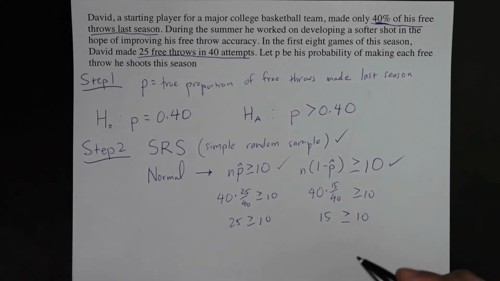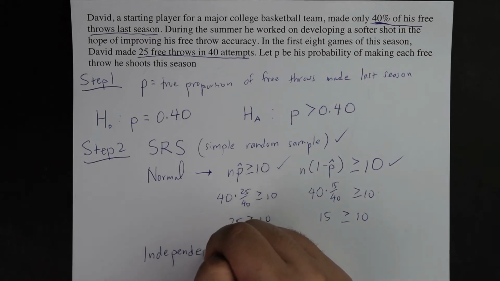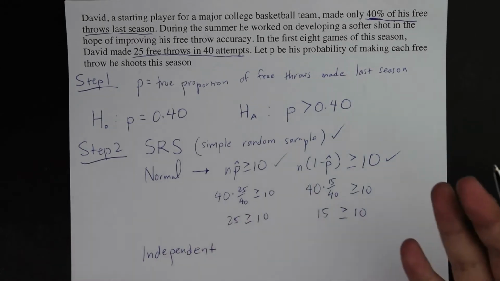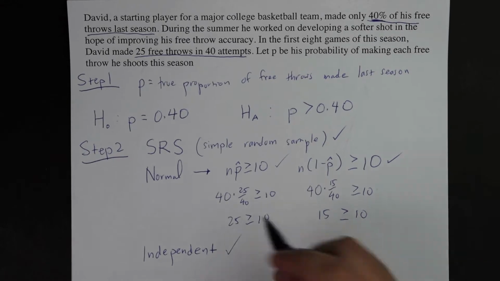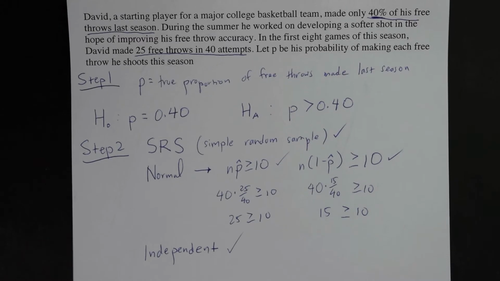Aside from these, the last condition you do want to mention is not always necessary, but always just write it down. SRS usually entails some independence behind it, but you do want to mention independent. And since it's SRS, we could assume that one variable does not affect the other variable, or aka one of his free throws will not affect the next performance of his free throw. And so that concludes the specific steps I did want to mention for step 2.